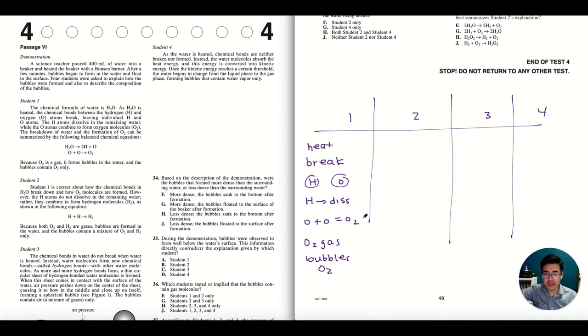However, so this is correct, and this breakdown is correct. However, the H atoms do not dissolve, so no dissolve. Rather, they combine, so H plus H is equal to H2. Also, because O2 and H2 are gases, the bubbles formed contain a mixture. So they're talking about bubbles. They're all arguing about bubbles here.